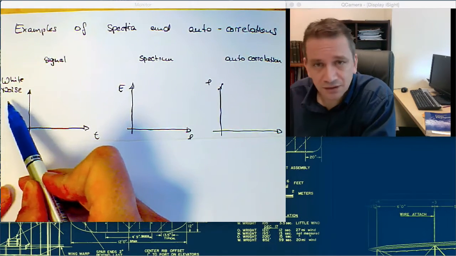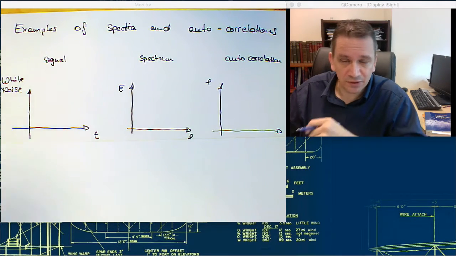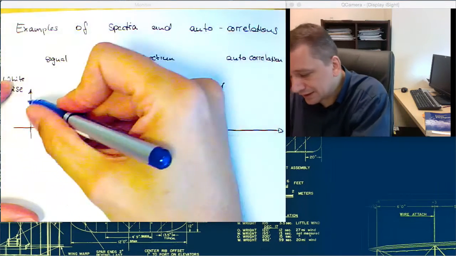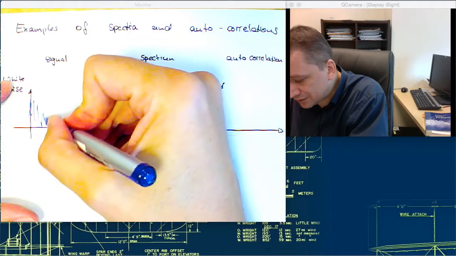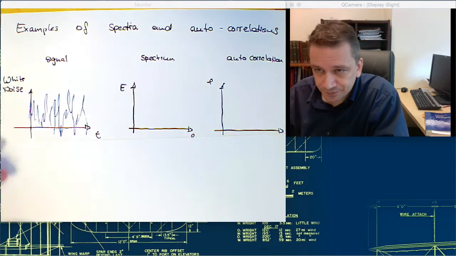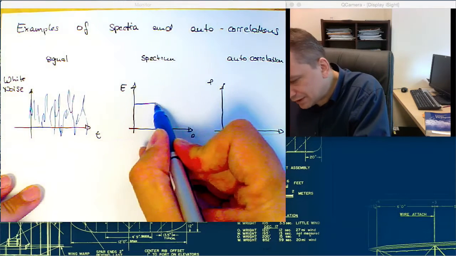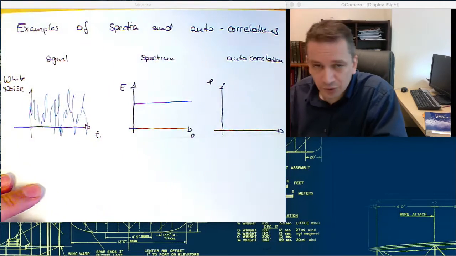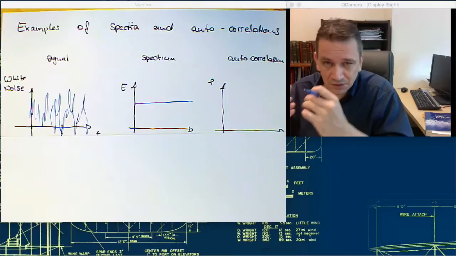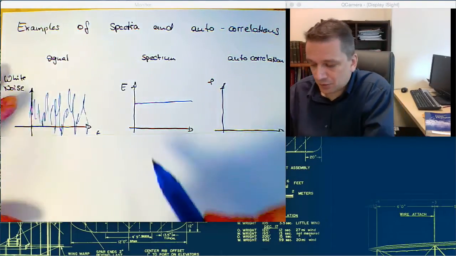The first signal is white noise. White noise is just the static that you hear, for example, on the radio when there's no radio station on. That means white noise has all frequencies in it, just completely random. The energy spectrum then looks like this. All of the frequencies are present in that signal, and they are all of the same amplitude.